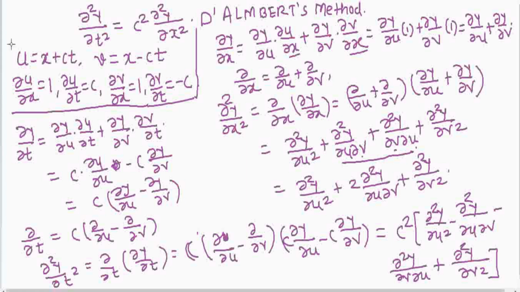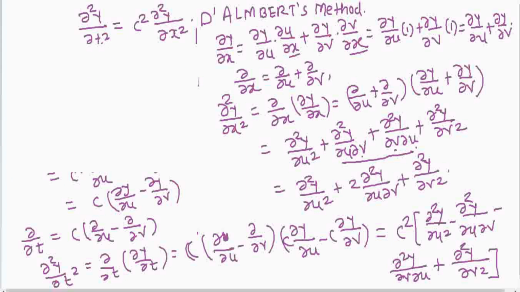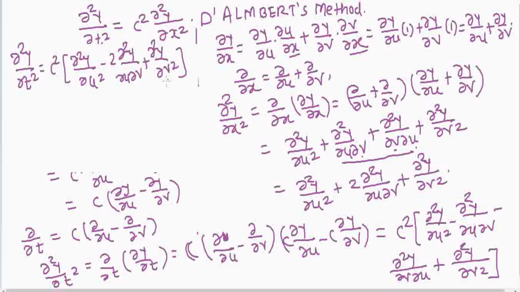Then del 2y divided by del t square equal to c square into del 2y divided by del u square minus twice del 2y divided by del u del v plus del 2y divided by del v square. This is it, so let us put these values in the given wave equation.